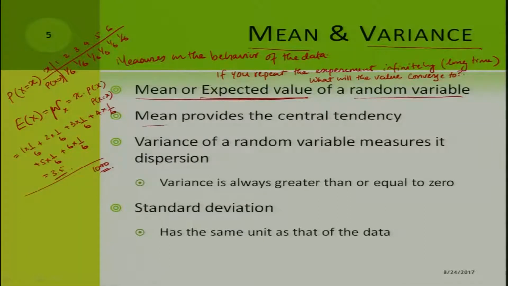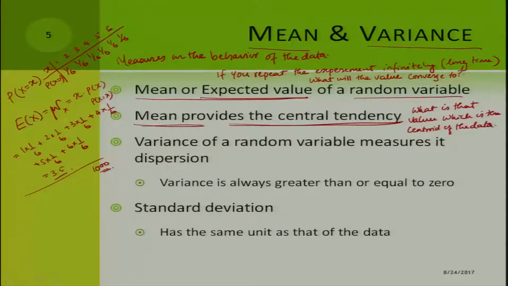So, what does the mean provide information about? It provides one piece of information which is called central tendency. So central tendency is in a way what is that value which is the centroid of the data, or what is the central point of the data, which shows the central tendency of the data, or in the long time that is what the data values should be converging to. Okay. So, this also says converging. Where will this value converge to?